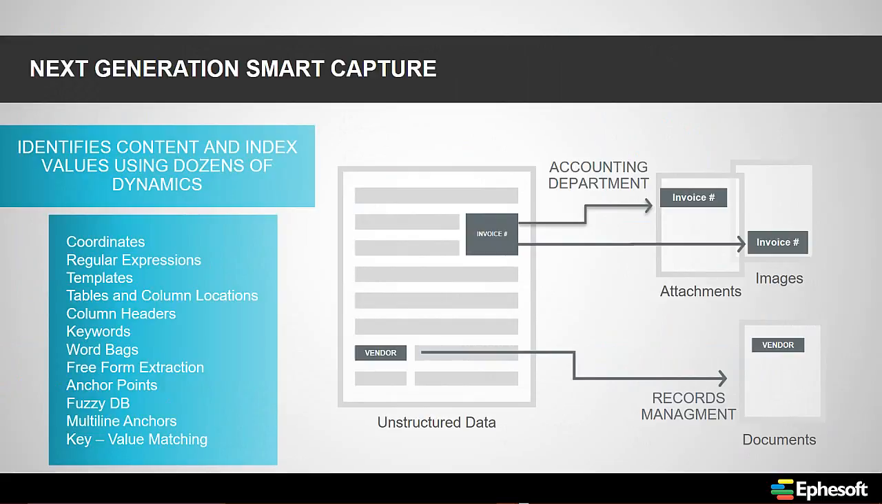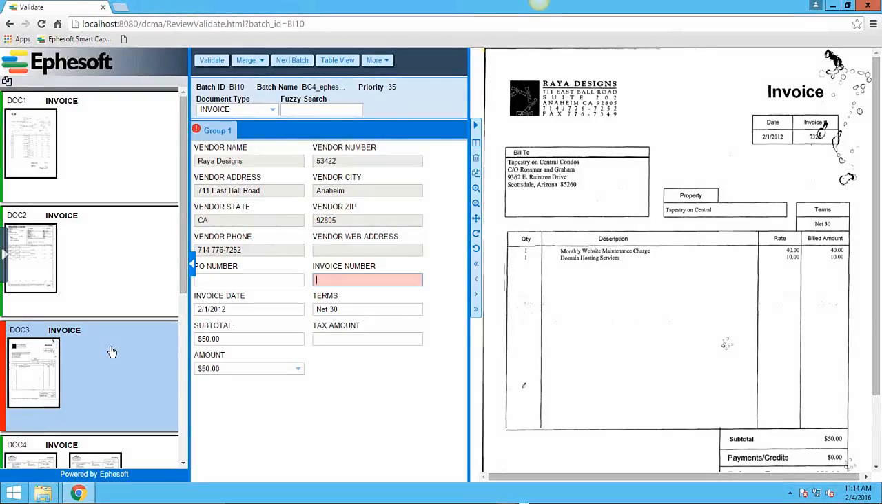Our interface is easy to understand and will run in any browser. There's no software to install on the user's desktop, so it's easy to deploy. Here you can see the Ephesoft validation interface. All the documents have gone through processing and are now presented to the operator to add just one missing invoice number from this document because there's a blur on the document.